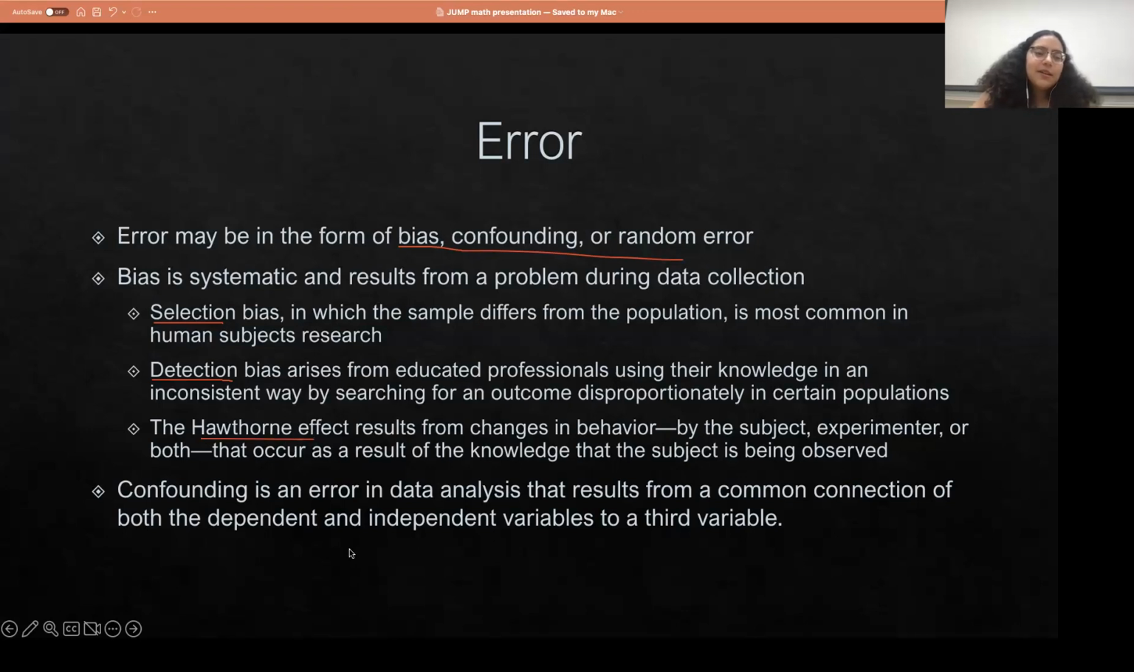And then confounding is a common connection between the dependent and independent variable. The most common confounding variable in a lot of studies is socioeconomic status. It's when there's another reason, a third variable, and you're saying these two things are connected, but it's really that third one that's playing into effect.